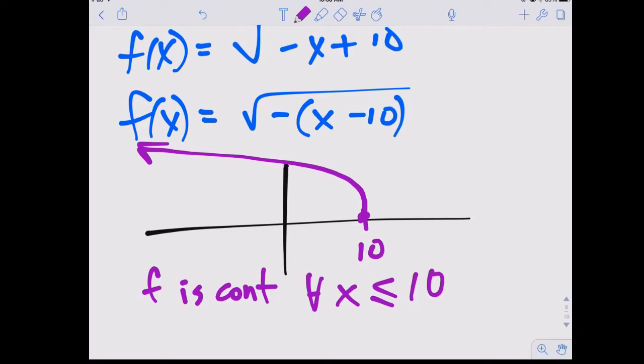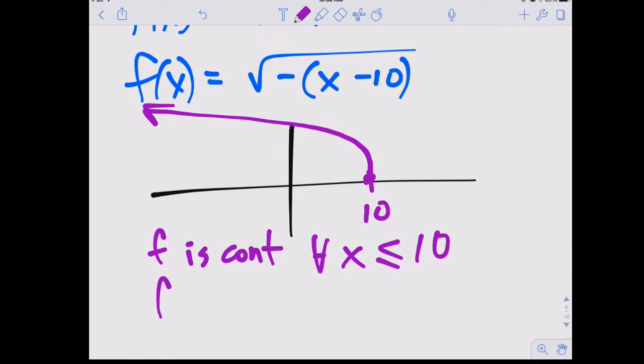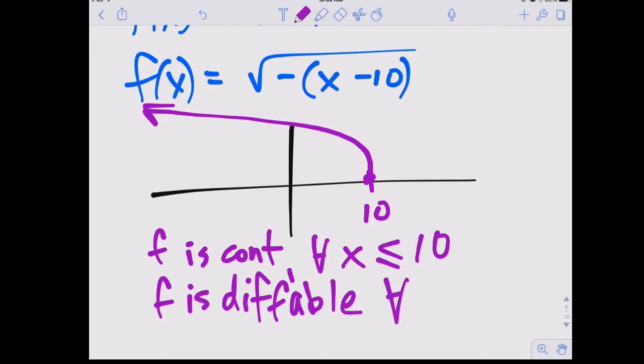Is it differentiable over the same interval? No. It's differentiable everywhere on this interval except at what? x equals 10. Because right there at 10, what type of tangent line do we have? A vertical tangent line. Good. So then we'll say f is differentiable, y'all like that upside down A? For all x less than 10.